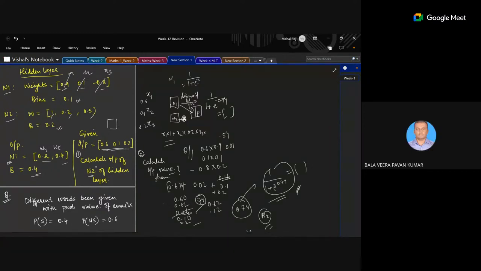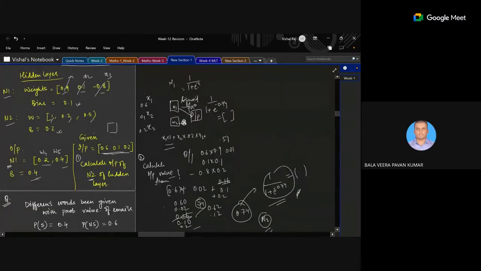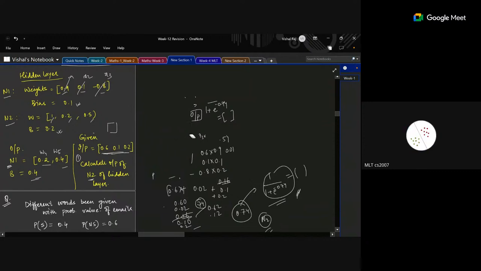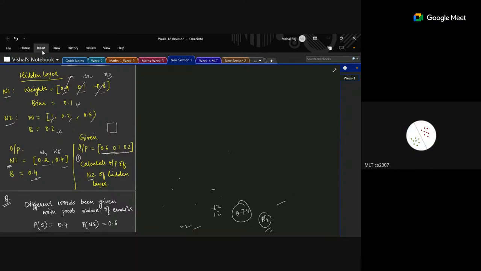Sir, we didn't use W4 and W5 while calculating N2. You'll not be using them. If you have calculated the output of N1, you won't use all this stuff. They can give you so much information, but you don't have to use it. While calculating the output, we need to use W4 and W5. If you are asked to calculate the output of the whole neural network, you should use all the given information. Is it clear now to everyone?